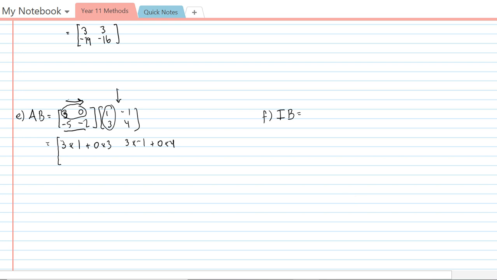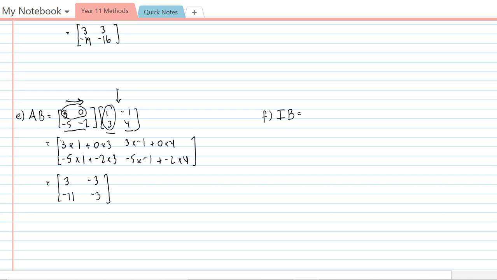Now I'm on to the second row. So I'm going to do the second row with the first column. So that's -5 by 1 plus -2 by 3. And then the second row with the second column. So -5 by -1 plus -2 by 4. And now I can just evaluate this. So I'm going to end up with 3 in the first one. I'm going to end up with -3. I'm going to have -5 minus 6, so that's going to be -11. And I'm going to have 5 minus 8, which is -3 as well. So there we have it.